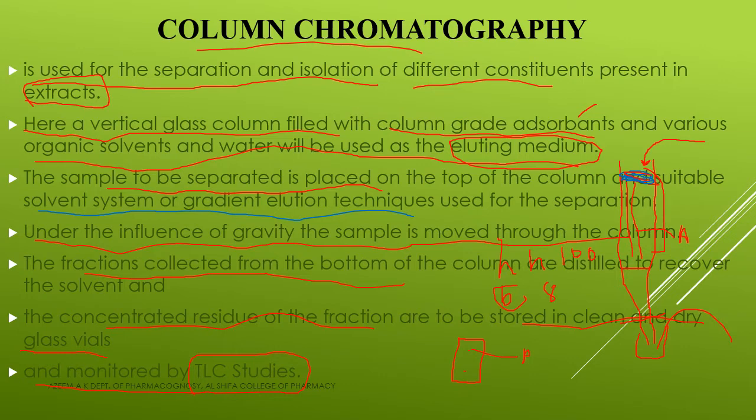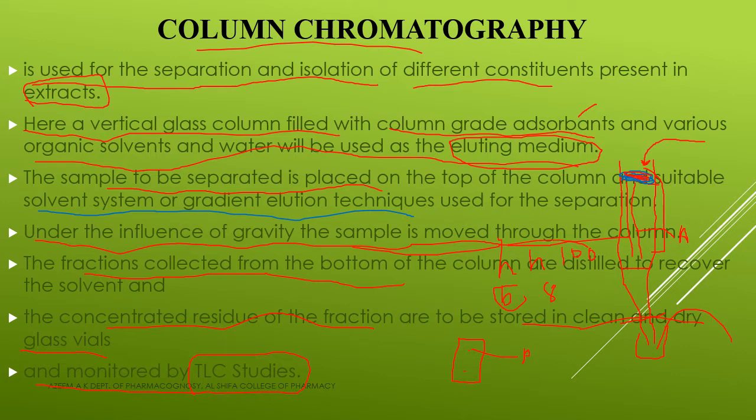Clear? Now the sample that is going to be separated is placed on the top of the column like this. Clear? And by gradient elution system or with the help of a non-solvent, the separation can be achieved. So if you know the solvent system of that particular extract or compound, then you can directly use that solvent system. And if the solvent system is unknown, then by the process of gradient elution technique, the separation can be achieved. Clear?